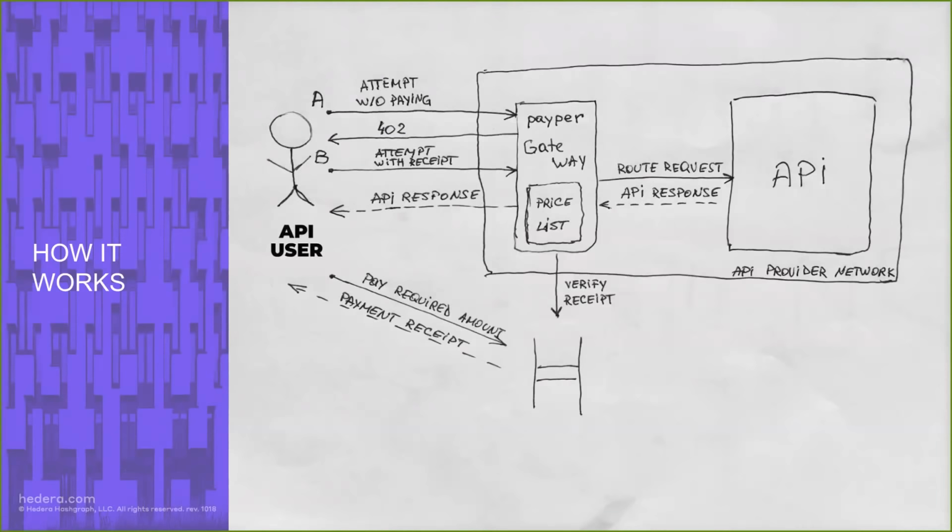So he'll attempt the request again, and he will include that reference, that payment proof. The gateway will take that payment proof, check it, and if everything is okay, it will route the request to the API. And then it will route the response back, and the user gets the content. So we have a basic use case where an end user has purchased an API or a piece of web content.